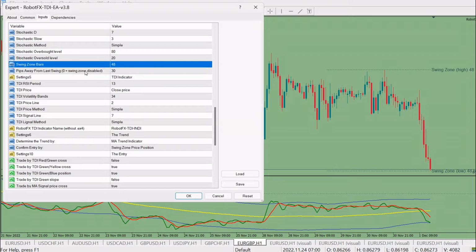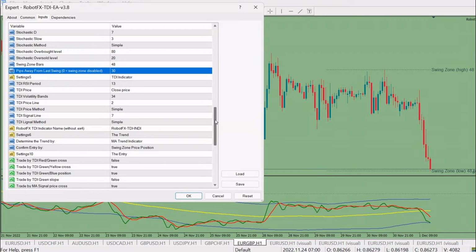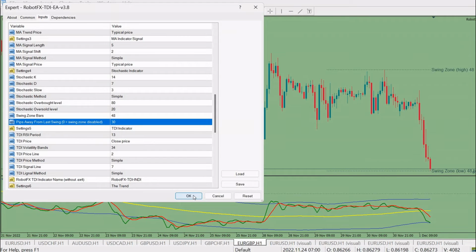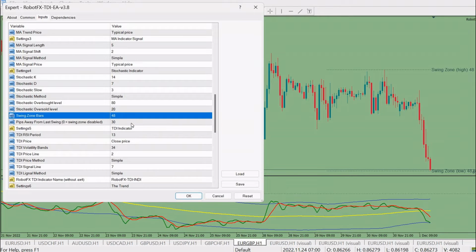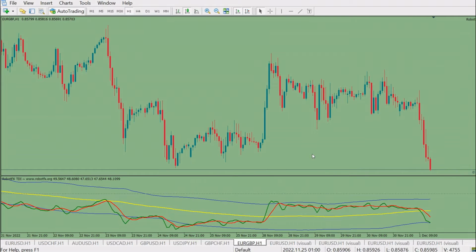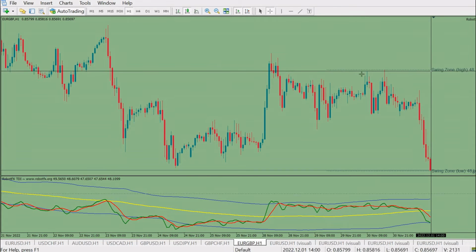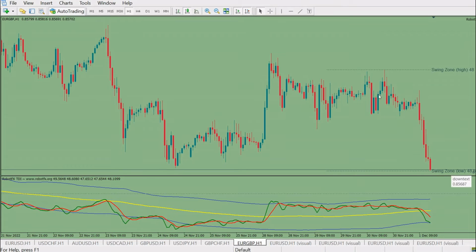The first setting is in bars or candles, the other is in pips. You can disable it completely by setting it to 0 or just don't use it. It has the same effect. And to explain it, remember the numbers 48, 30. It means that the expert advisor will draw these parallel lines called the swing zone, high and low, starting from the current candle and counting back 48 candles. So for this period of time, it will draw a price channel between the highest high and the lowest low that the price will make.